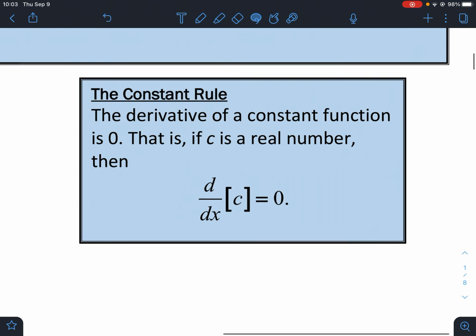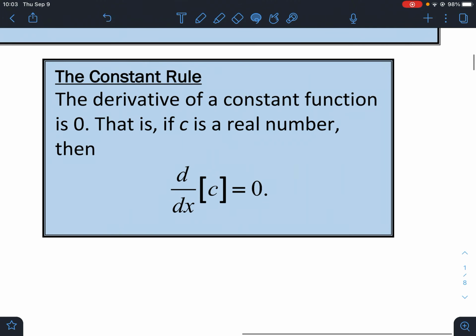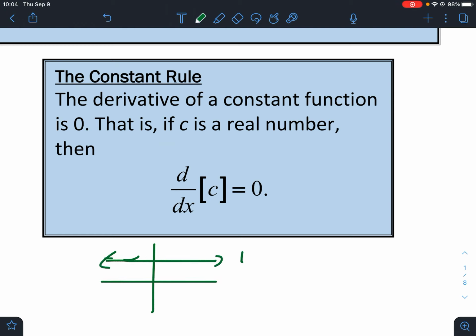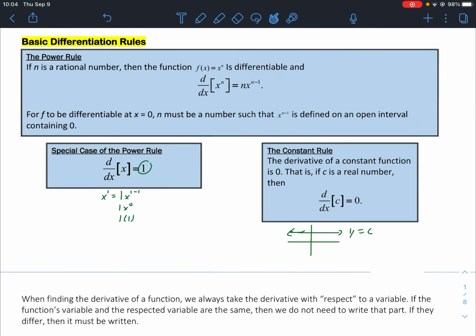The constant rule: the derivative of a constant function is 0. That is, if c is a real number, then the derivative of any constant c is 0. Okay, think about what that means here. Think about the graph of y equals c, right? So if we drew a quick graph, this line y equals c, remembering that the derivative is just a slope, well, what is the slope of this line? It's just 0, right? So the derivative of that would just be 0 everywhere.